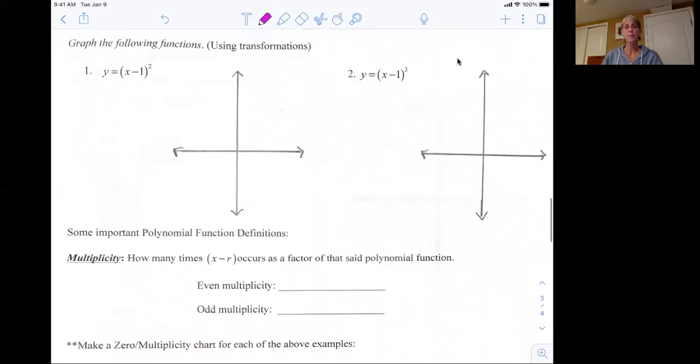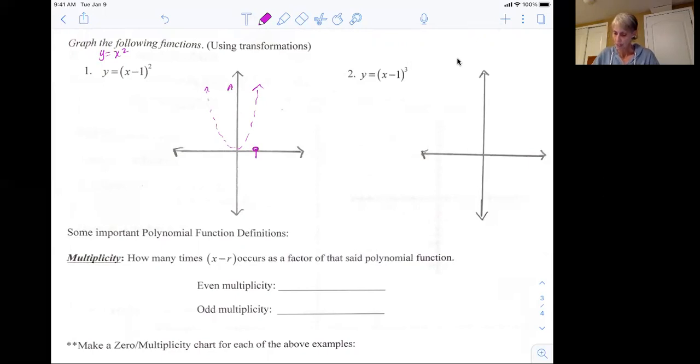Now let's take a step back and think about what we did last unit. If I ask you to graph the following functions using transformations, let's think about what the basic function is. This basic function is x squared, right? So if I have my x squared function, and notice, I'm just visualizing it. I'm not making a perfect picture. And I'm doing what with this? I'm shifting it 1 unit to the right.